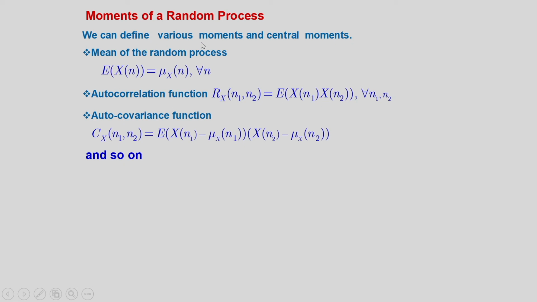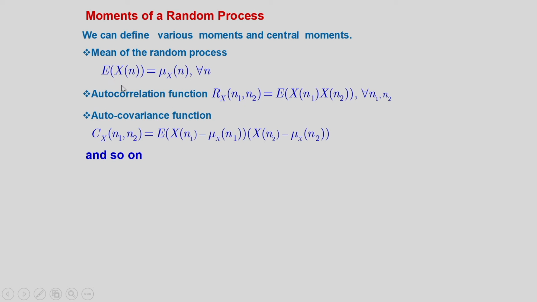We can define various moments and central moments of a random process. For example, we can define the mean of the random process, E[x[n]]. Now, this we have to consider at all possible instants of time. So, E[x[n]] is equal to, it will be again a function of n, for all instants of time n.